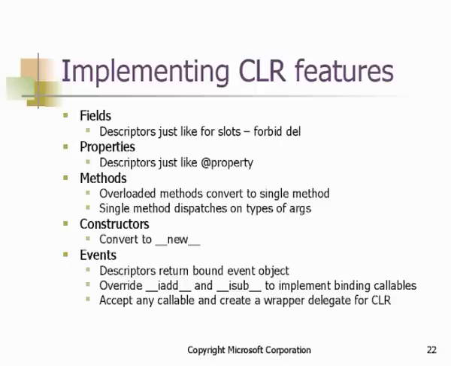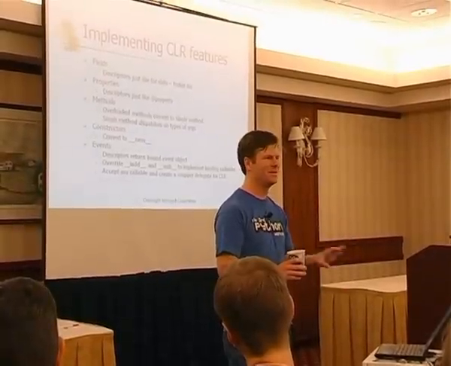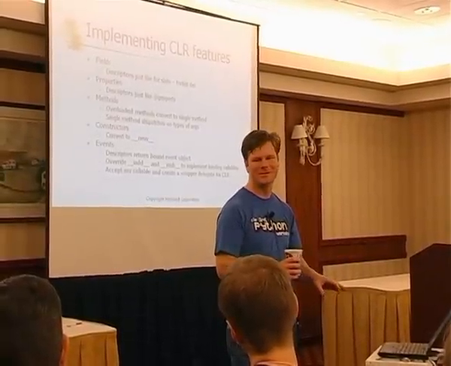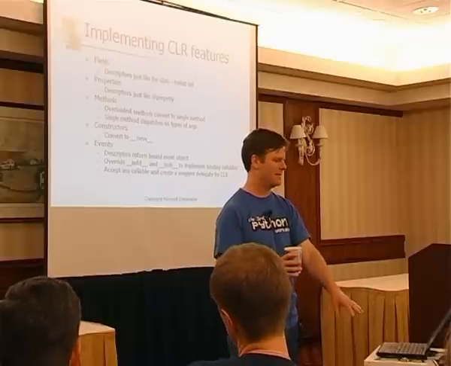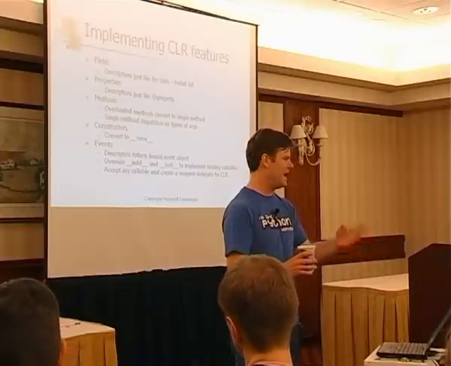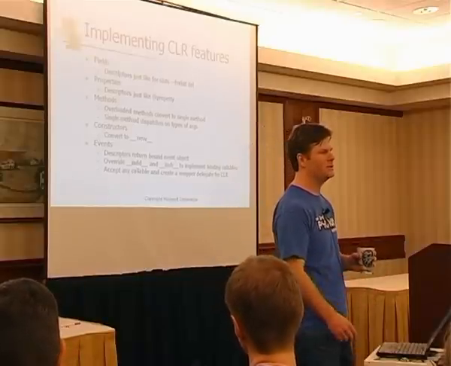Events, again, are done with descriptors. Events in .NET allow you to bind callable objects to, for example, a button click. You can say, whenever I click a button, do this. We'll demo that in just a moment if you don't know what events are. And that uses a descriptor that returns a bound event object, just like a bound method, and it overrides __iadd__ and __isub__ to let you bind callables to it.